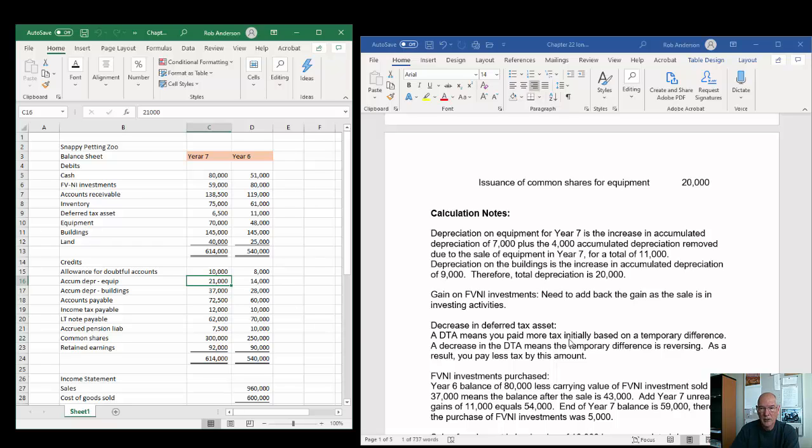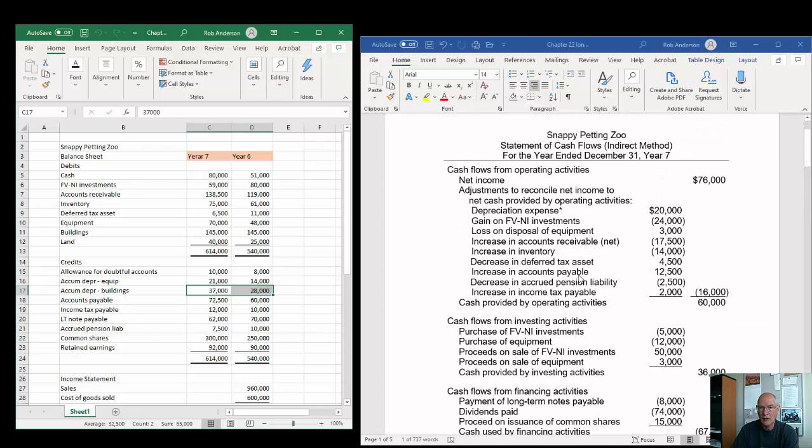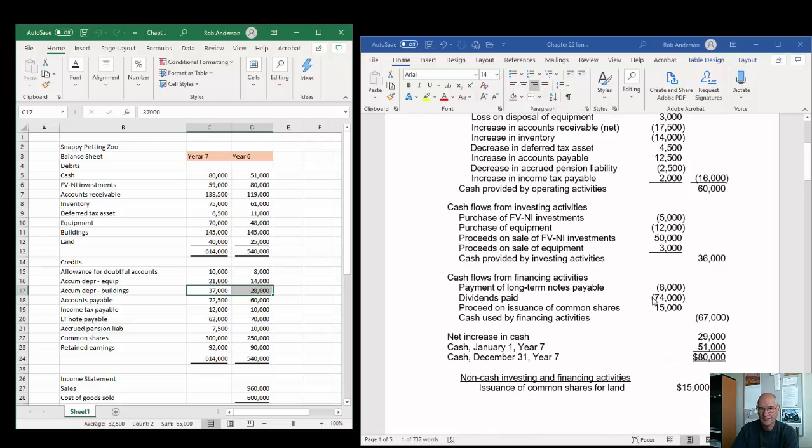Now the buildings, again, as I mentioned, is fairly simple. Your accumulated depreciation went up 9,000 and you didn't buy or sell any, so that's just 9. So if we look over here at the Word document, we have 11,000 for equipment and 9 for buildings for a total of 20,000. And that's up here, first number, depreciation expense.